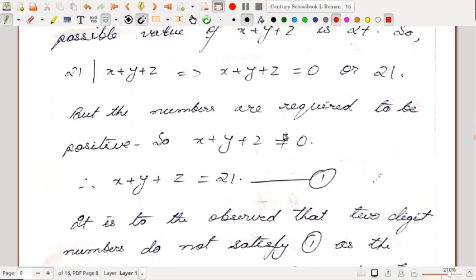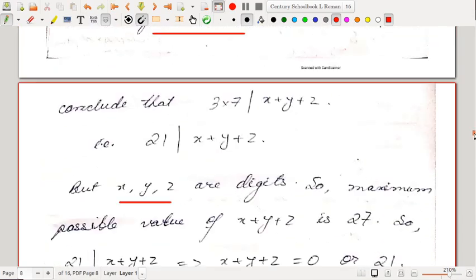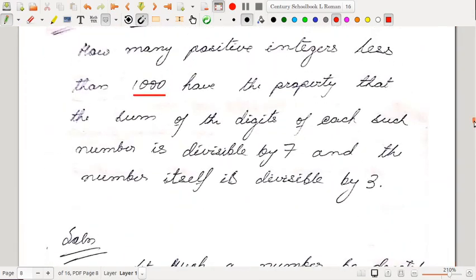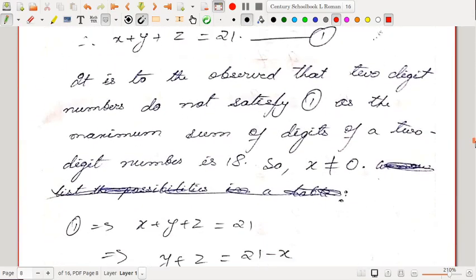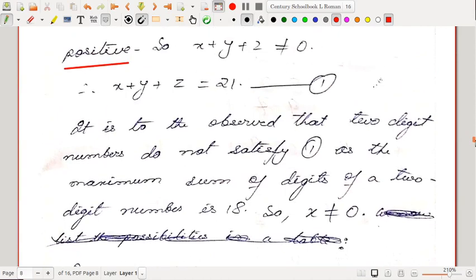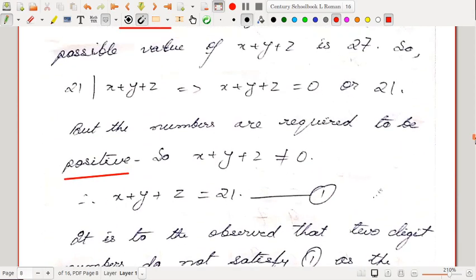But the numbers that are required are to be positive. It was written there: how many positive integers? So we want positive integers. So x plus y plus z cannot be 0, because in that case the number itself will be 0. So the only possibility is that x plus y plus z has to be 21.